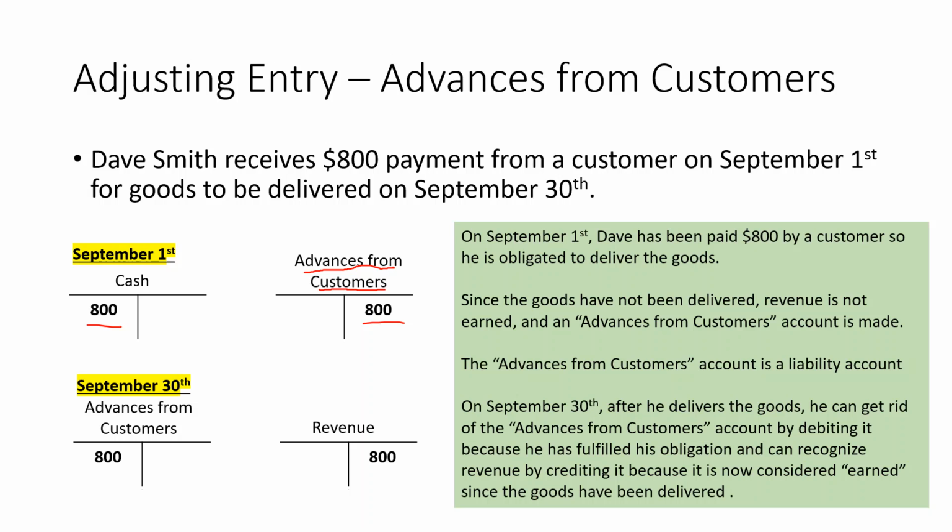On September 30th, he delivers the goods. So the first thing that he can do is get rid of the Advances from Customers account. The liability is no longer a liability because he's fulfilled his end of the bargain, and he simply debits Advances from Customers to get rid of it. And this time, since the goods have been delivered, revenue is considered earned and you can credit revenue for $800. Again, revenue is recognized when earned under accrual accounting.